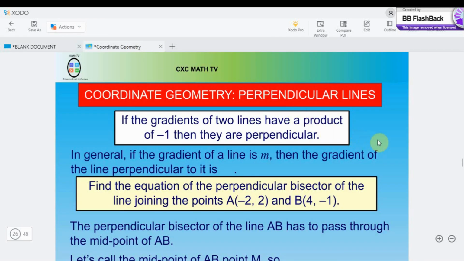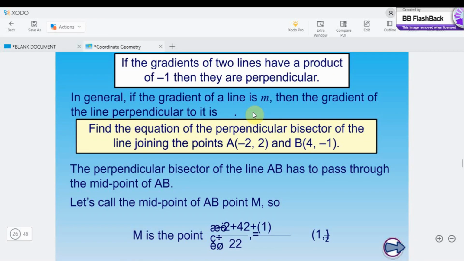So in this case now, in general, if the gradient of a line is m, then the gradient of the perpendicular line to it would be -1 over m. Alright? How? Because when we multiply the two of them, we should get -1. M times -1 over m would give us -1. So if you know the gradient of one line, and you know another line which is perpendicular to it, when you multiply the two gradients, you should get -1.